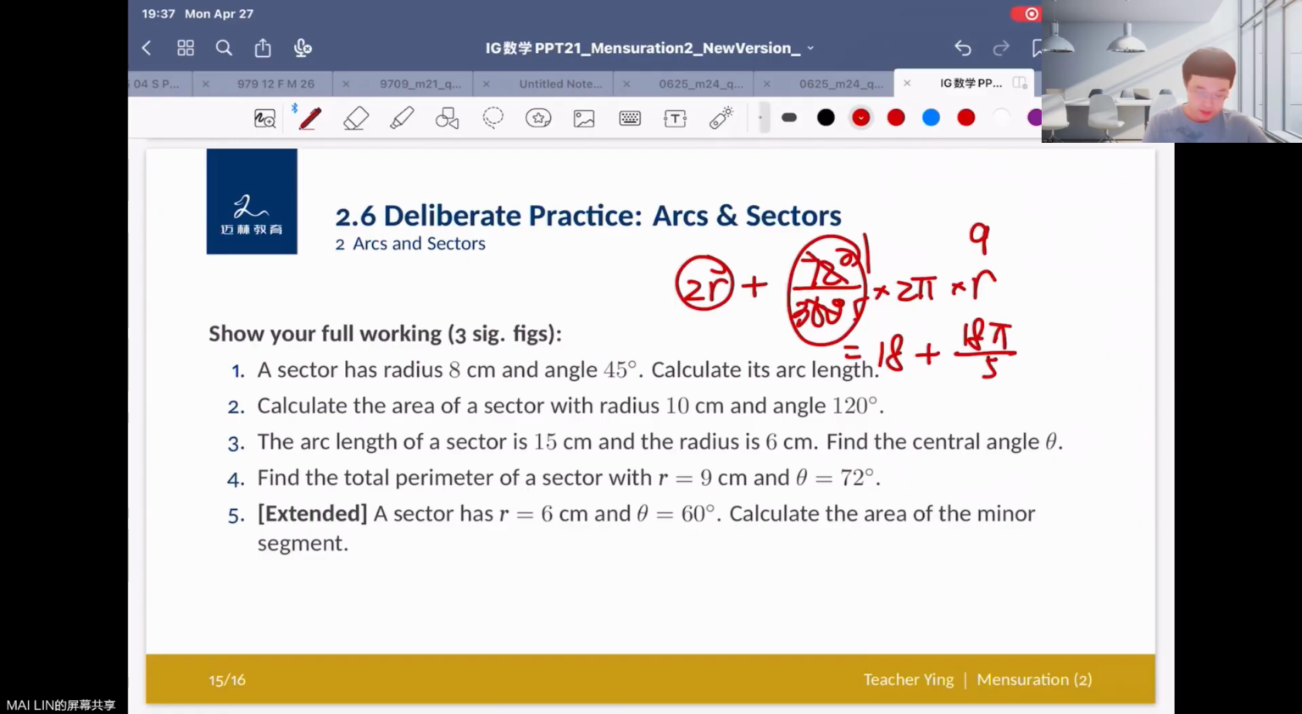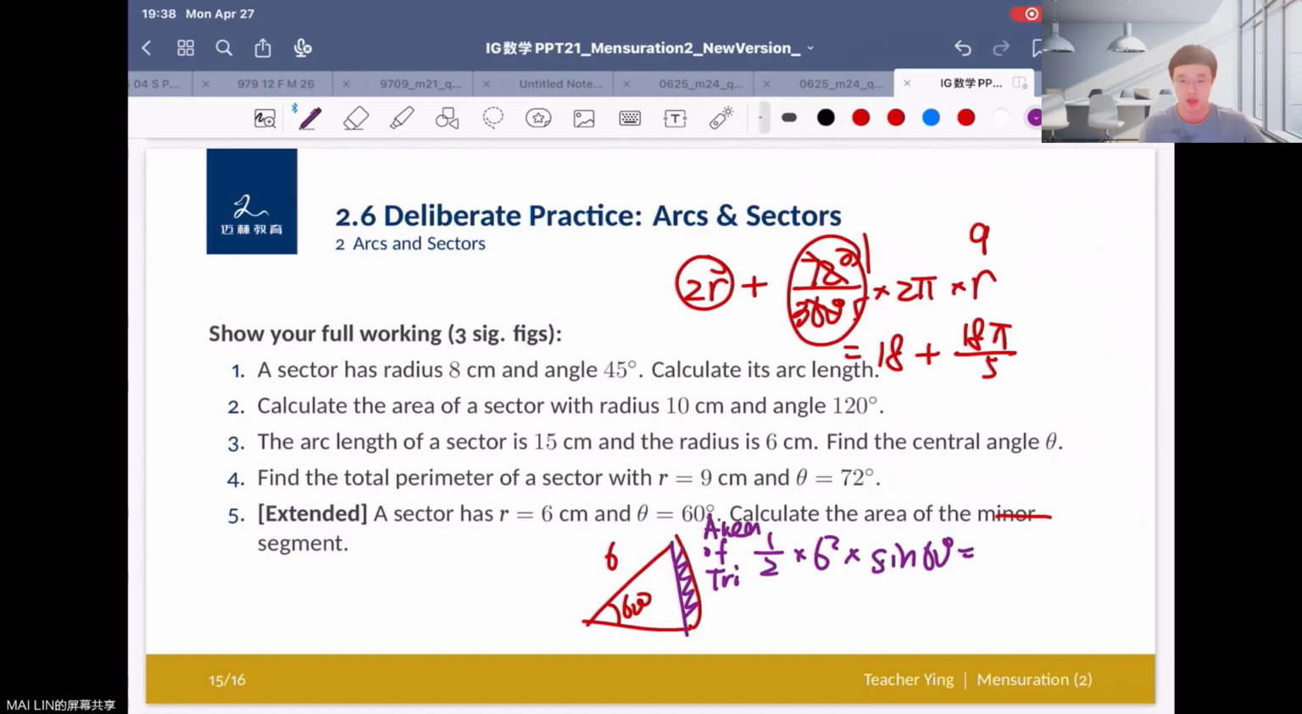And for the last problem, we have theta equals 60 degree and radius equals 6 centimeter, okay? So you want to calculate the area of the minor segment, okay? That means here, the purple area is the segment, okay? So you don't need to understand why the triangle's area is half times 6 squared times sine 60 degree. That is the area of the triangle. Okay, I'll help you to calculate this. This is 18 times sine 60 degree, which equals square root 3 over 2. Okay, that's 9 times square root 3.